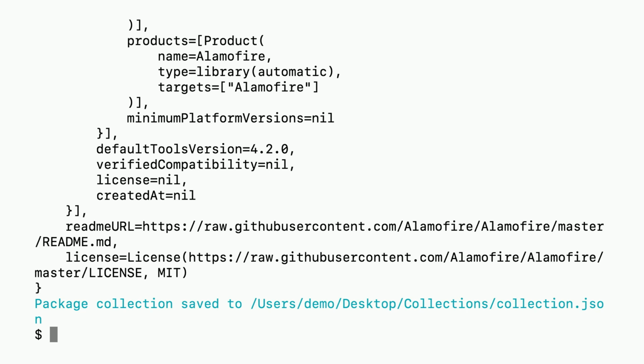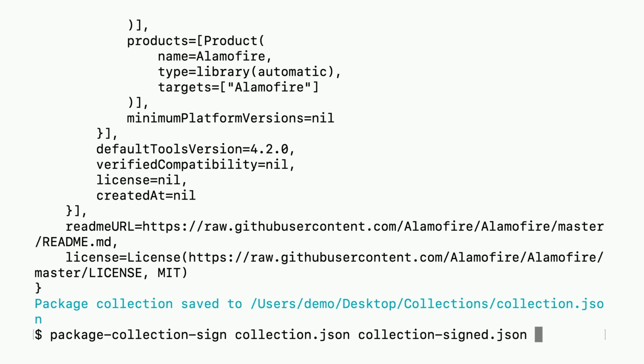Next, we'd like to sign the collection. We run the package collection sign command, pass in the JSON file that we just generated, and specify the output path. We also pass in the key and certificate we exported earlier.